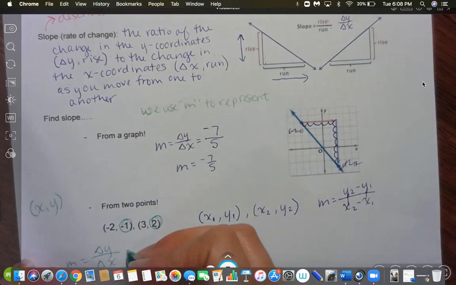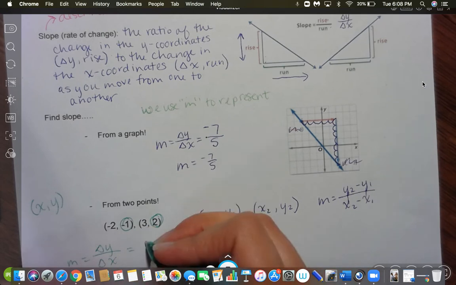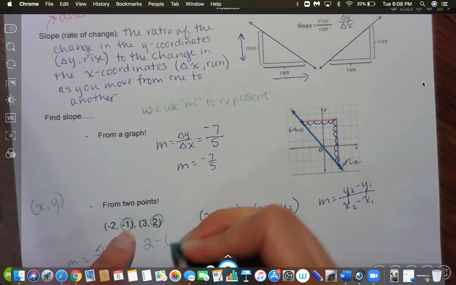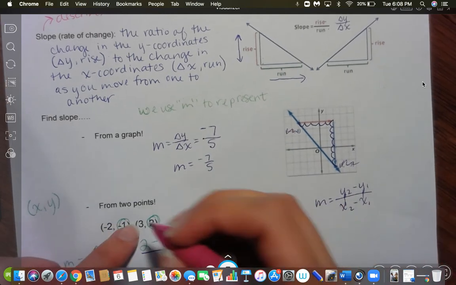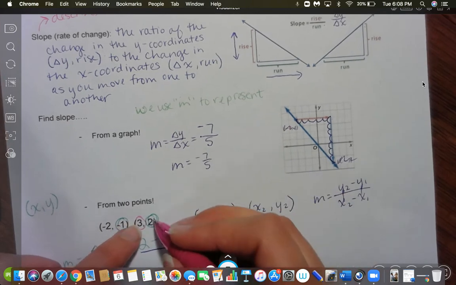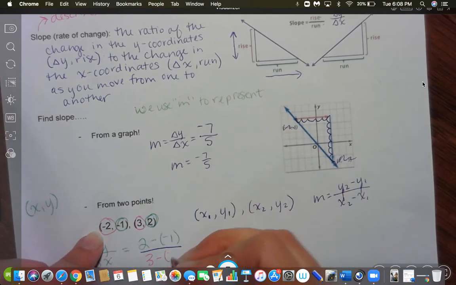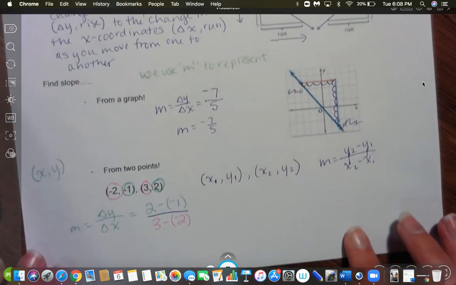All right, so let's do y2. So y sub 2, so the y of the second point, so 2 minus the y value in the first point, which is negative 1. All right, and then let's do the x value for the second point, right? We have to line these up, minus the x value of our first point. Sorry, I didn't realize that it slid so much.